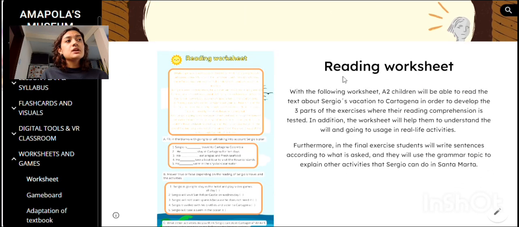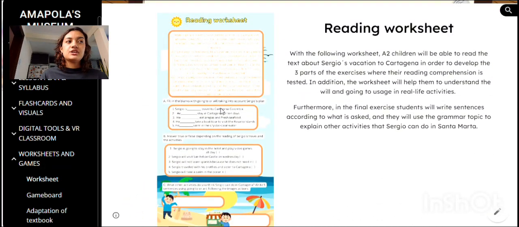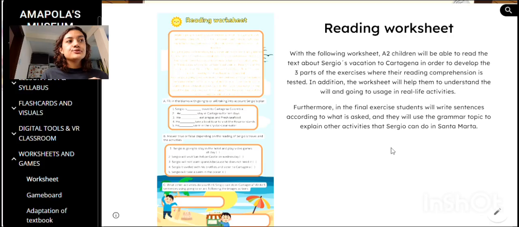The first one is about reading, so students will need to develop a text about a vacation to Cartagena with certain exercises to improve their reading comprehension, and also to improve some grammar topics such as will and going to, and they can be able to use them in real life activities.